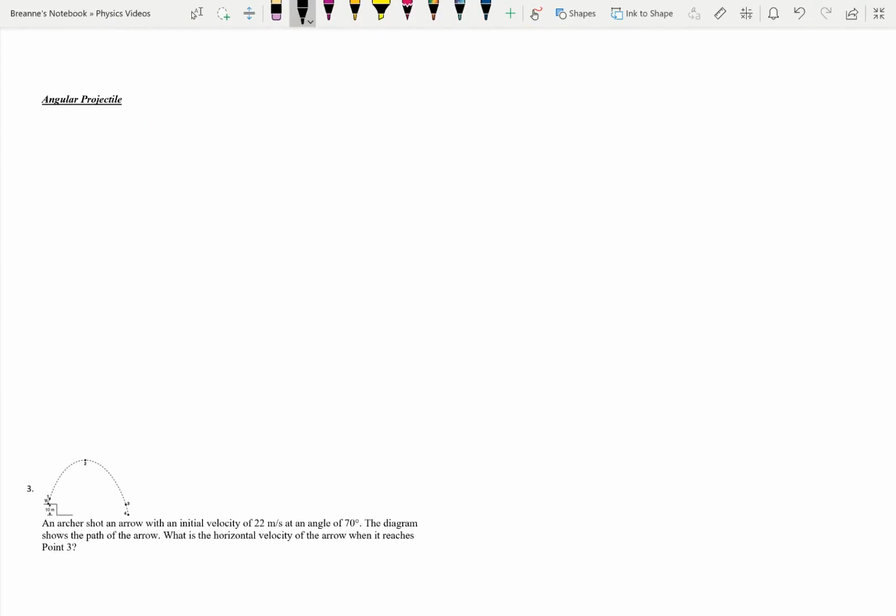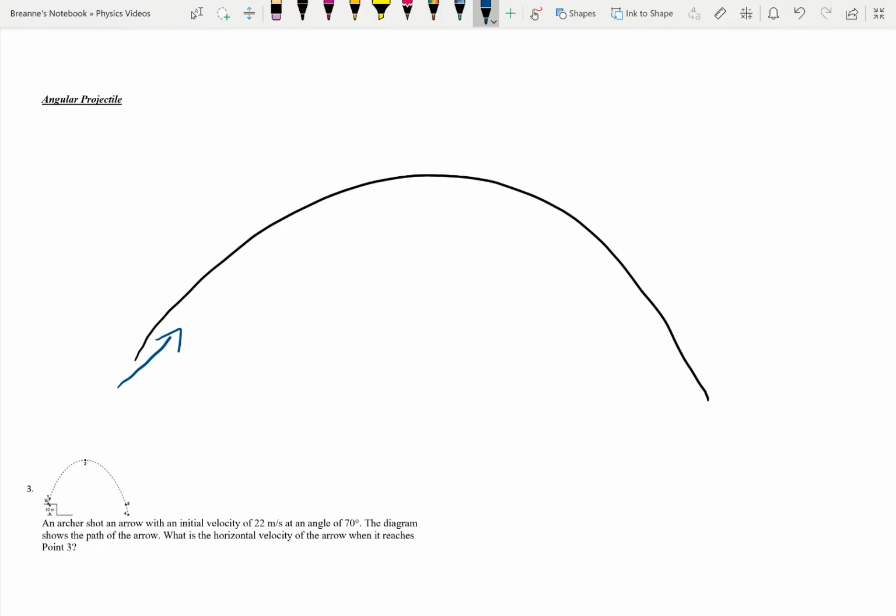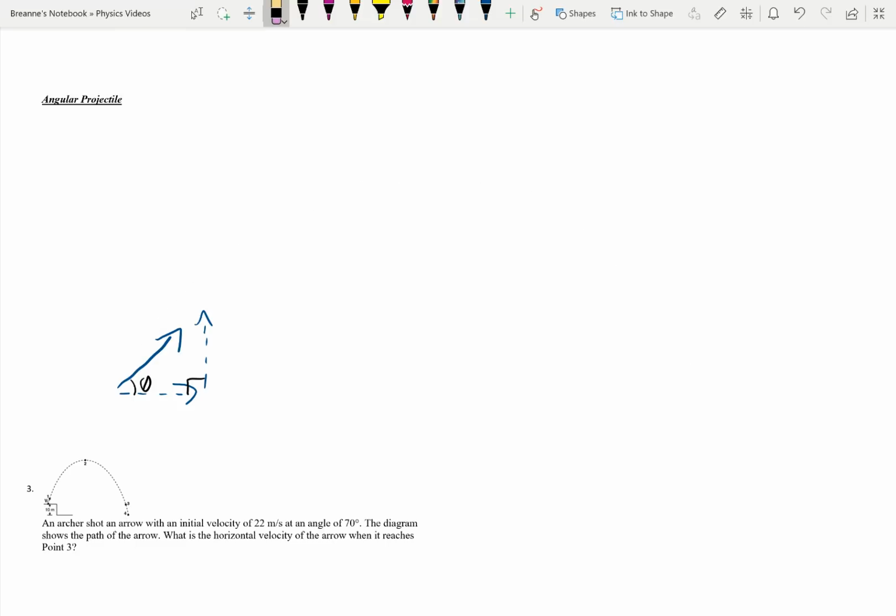Okay. So dealing with angular projectile. Angular projectile does a full parabola. It's called angular projectile because it's being shot out at an angle. So anytime you have an angle, you know that you're going to need to draw a right triangle. I'll redraw my little thing here.